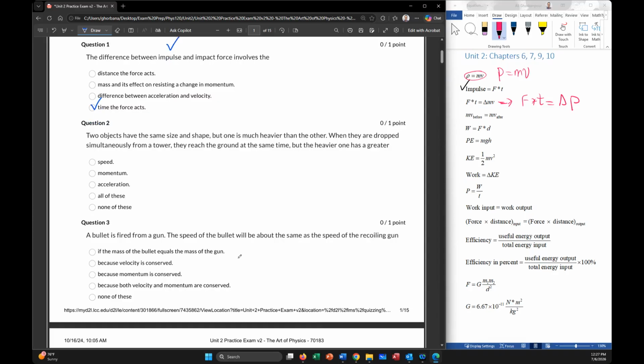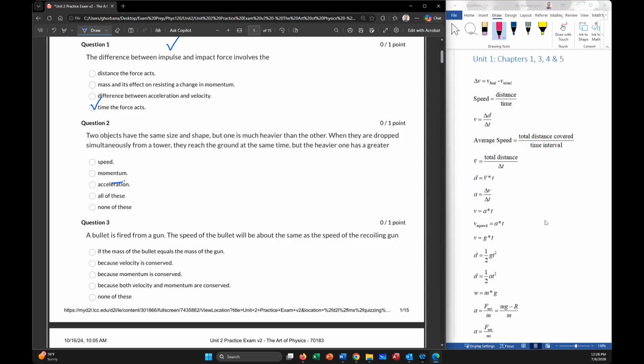Because they are reaching the ground at the same time, it means that there is no air resistance. The only force that causes the objects to fall down is the force of gravity. So we know that the acceleration is going to be the same. It's moving with the same acceleration because they are reaching the ground at the same time. The acceleration is the same. The speed is the same, because if you look at the formula, velocity is acceleration multiplied by time.